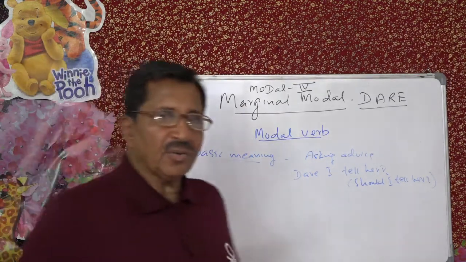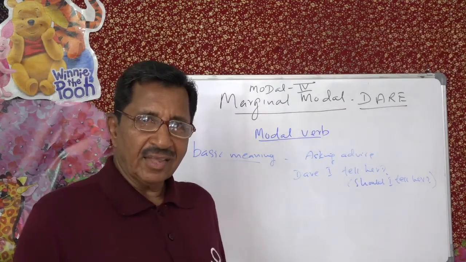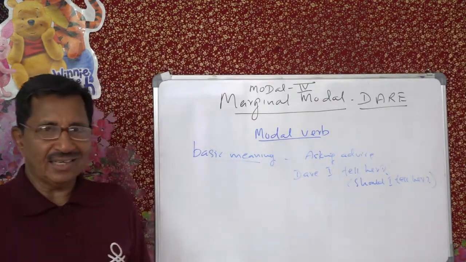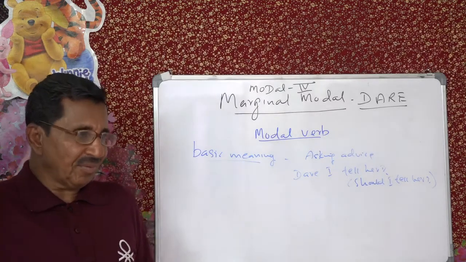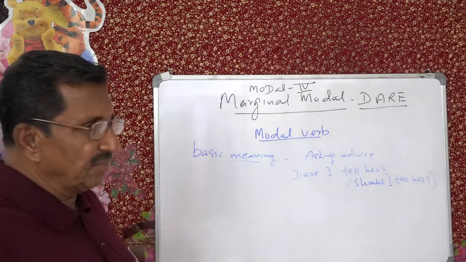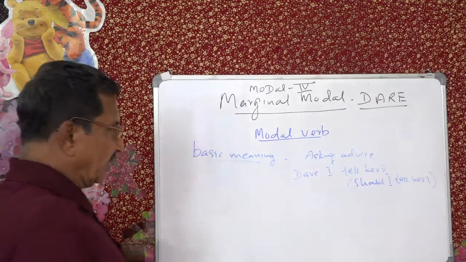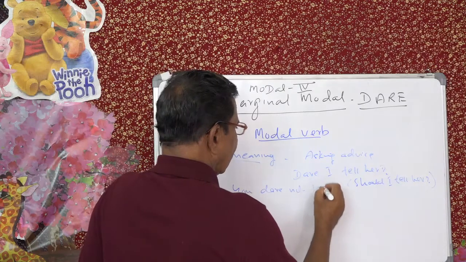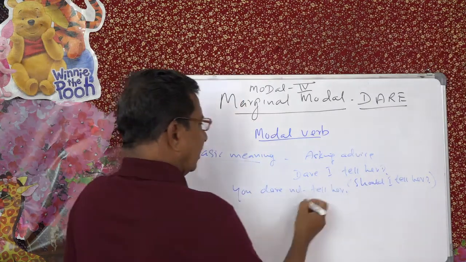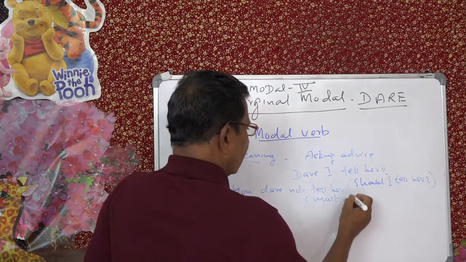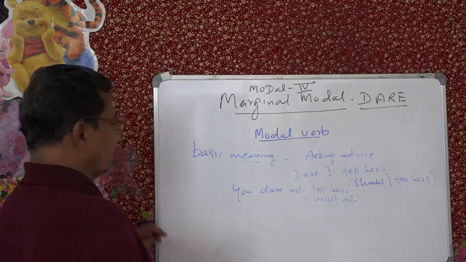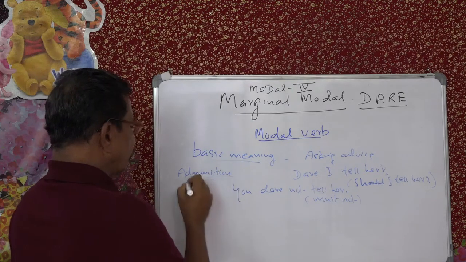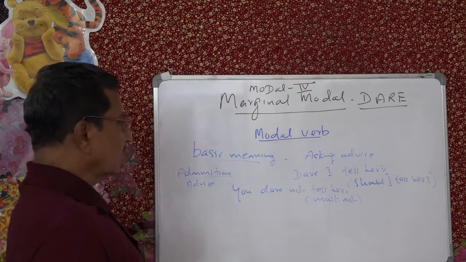Or, "I dare not do it." Then it is the modal. When he doesn't dare, then it is the principal verb. So, "You dare not tell her." What does that mean? Here dare not means must not. You must not. That is the extended meaning, an admonition or advice. "You dare not tell her" means you must not tell her.